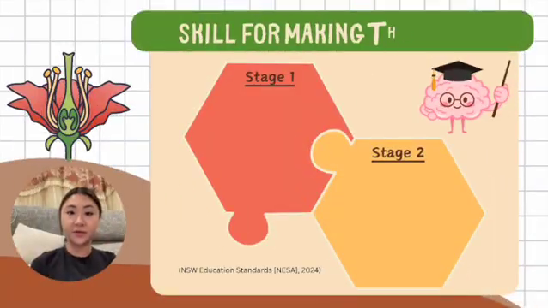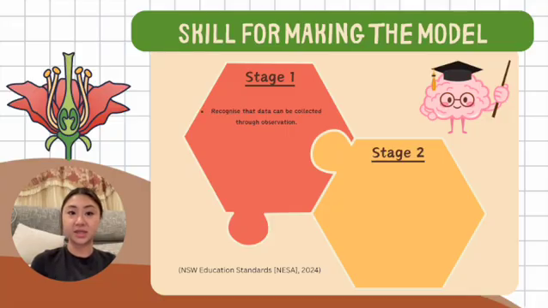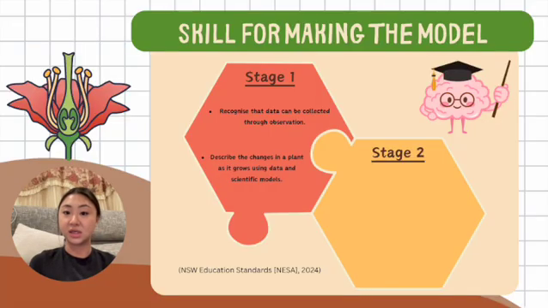Before the construction of the flower model, I considered prior skills that the students had already developed in Stage 1 and Stage 2. These stages provide the essential foundation for students to successfully observe, design, and communicate their scientific understanding. In Stage 1, students learned to recognize that data can be collected through observation. They observed and recorded changes in plants over time, for example, noting differences in height.